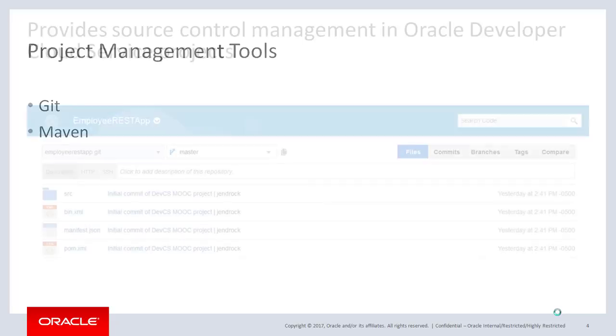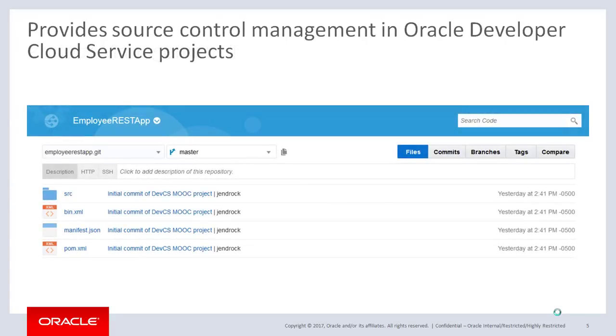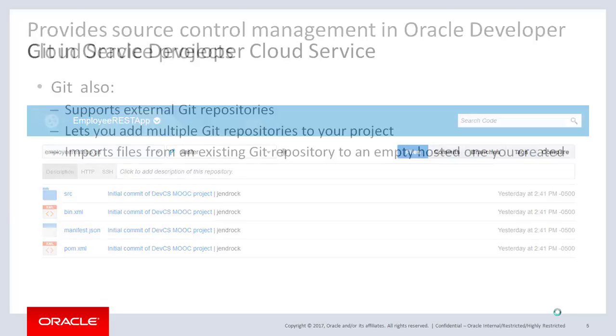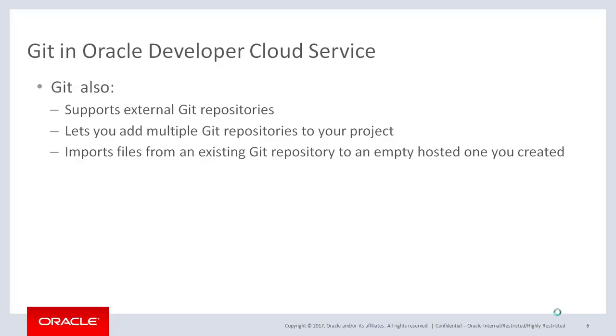We'll start with Git. As a version control system, Git provides source control management in Oracle Developer Cloud Service projects. When you create a developer service project, you can select no repository, an empty Git repository, or one that's been initialized with just a README file. The repository holds the project's files, so you'll need to create a repository if you created a project without one. In Oracle Developer Cloud Service, Git also supports external or remote Git repositories, lets you add multiple Git repositories to your project, and can be used to import files from an existing Git repository to an empty hosted one that you created.